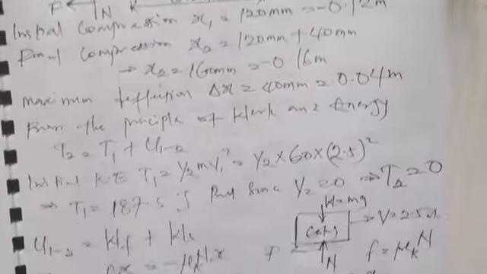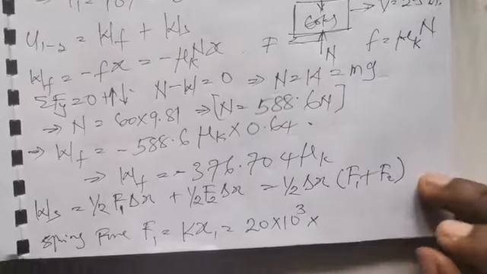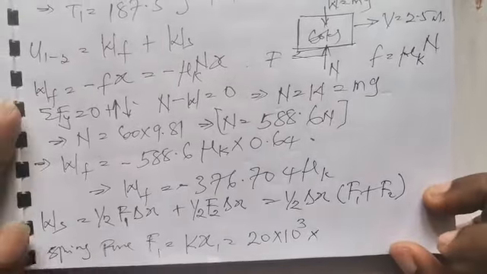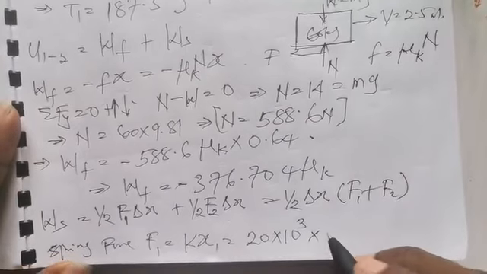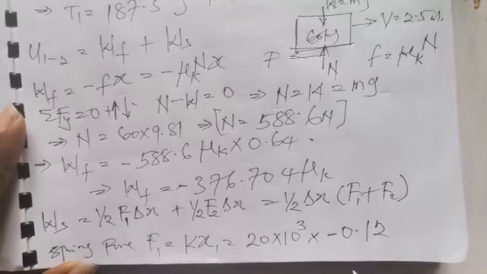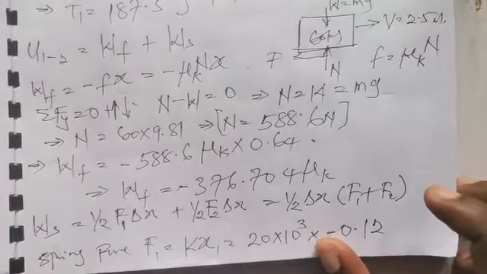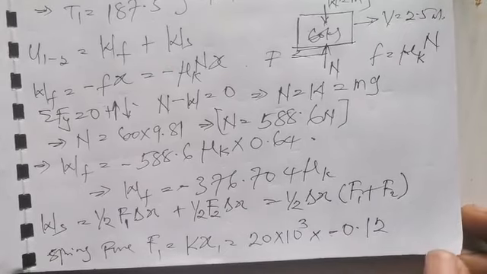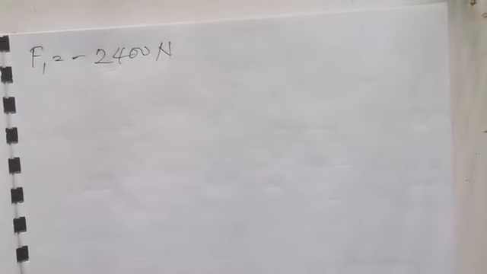So if we plug that into this equation, you're going to simply have the first spring force to be 20 times minus 0.12 in meters. Negative because it is compression and not expansion. So let's find this product then. So F1 is equal to, that gives us minus 2400 Newton. So this is our first spring force.